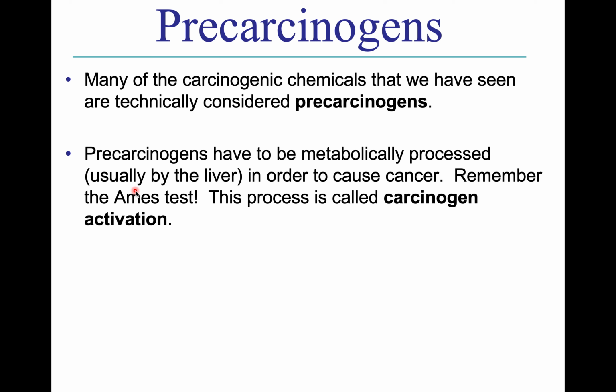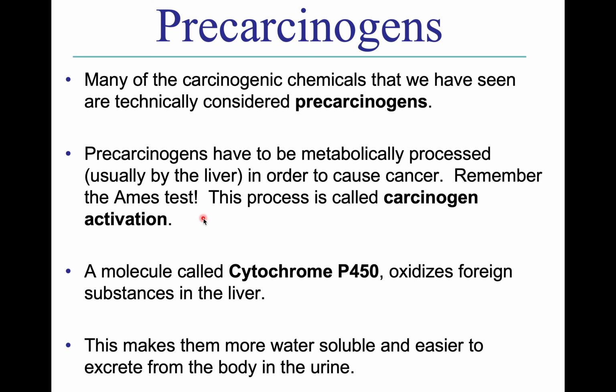So we're really more interested in the initial exposure in most cases. So there's this whole process called carcinogen activation, and this should kind of remind you of the Ames test. Remember, that was the bacterial-based test that could look for chemicals that could mutate DNA. And remember, one step in that test was to mix your potential mutagen, carcinogen, with some liver homogenate to allow for this type of carcinogen activation to happen.